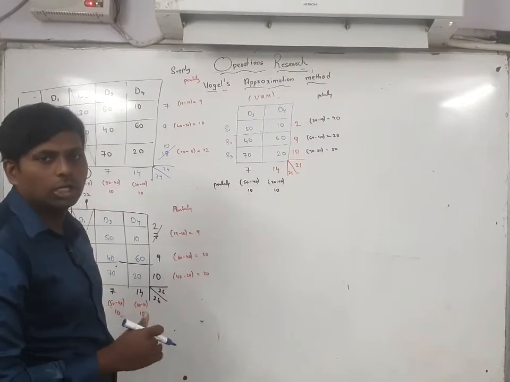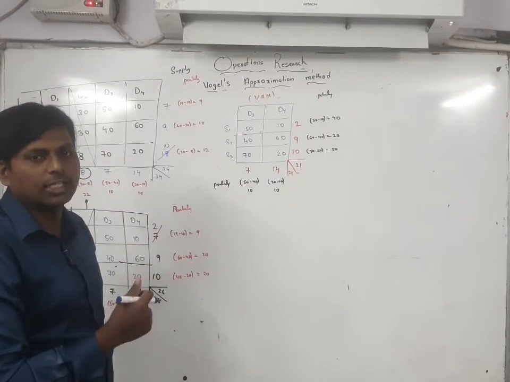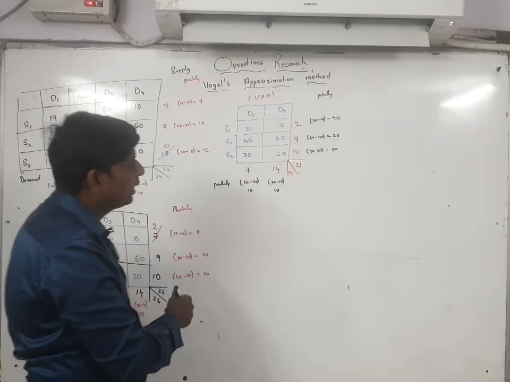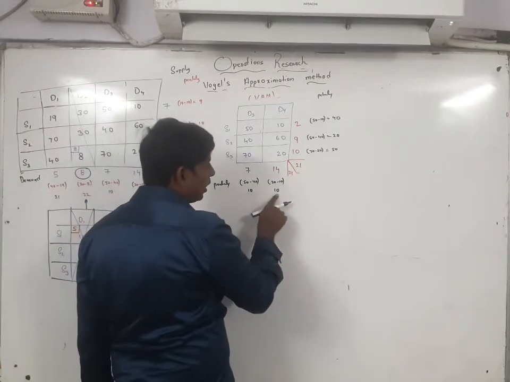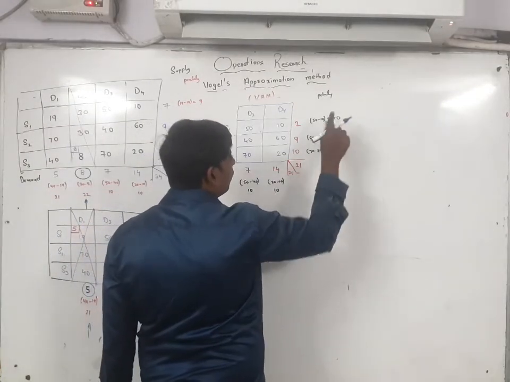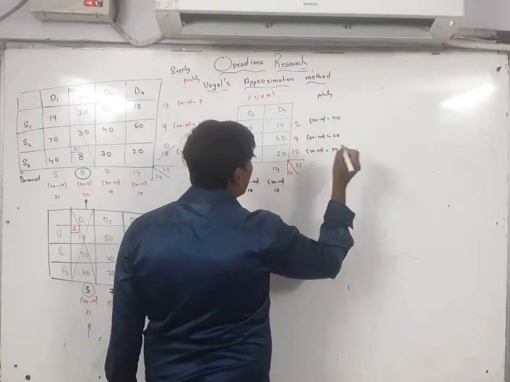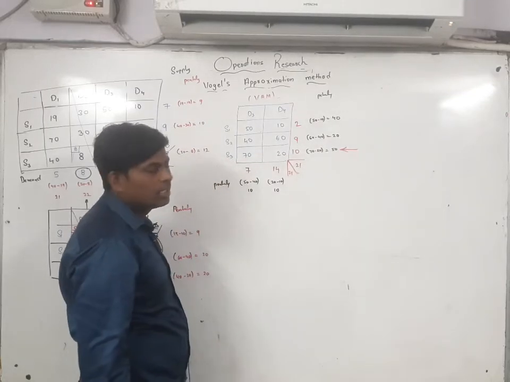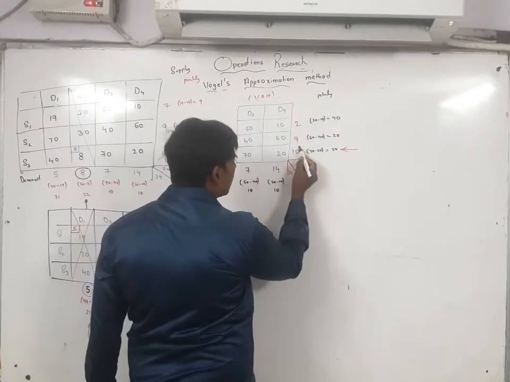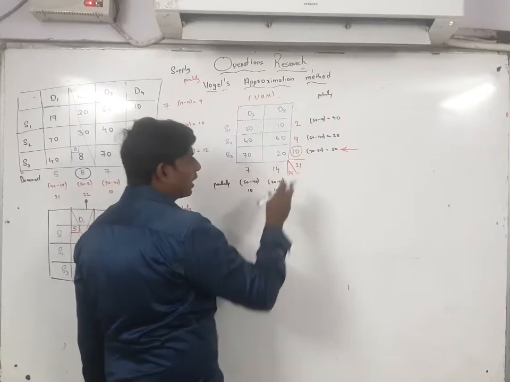What you have to do? You have to select the highest penalty. Which one is the highest penalty? Here 10, 10, 50, 20, 40. So 50 is the highest penalty. So you have to carry this 10.